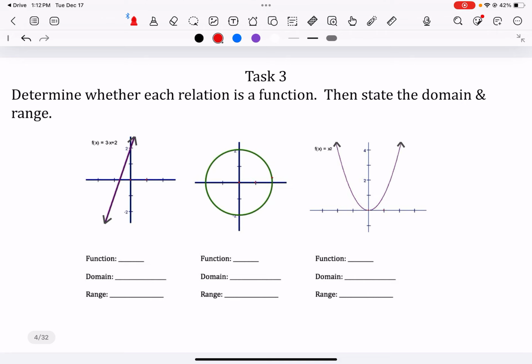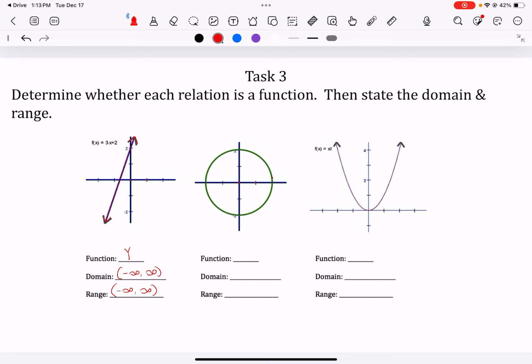Determine whether each relation is a function, then state the domain and the range. So for the first one, each x value has one y value, so this would be a function. The domain, since we have arrows on the end, it's continuously going to the left and the right, so the domain would be from -infinity to infinity. The range talks about how high and how low it goes. Since they're arrows, it's continuous, going on forever, so it's also going from -infinity to infinity.